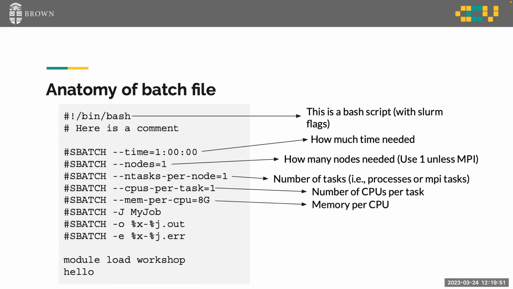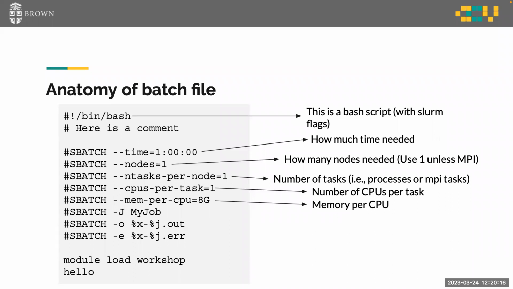And then this is the amount of memory per CPU, okay? So in this case, this would be a serial job, right? You're asking for one node with one task per node and one CPU per task. So that's a total of 1 CPU, 1 core. And you're gonna have 8 GB of memory for that core. And we'll talk about how you change those and why you might change those later.